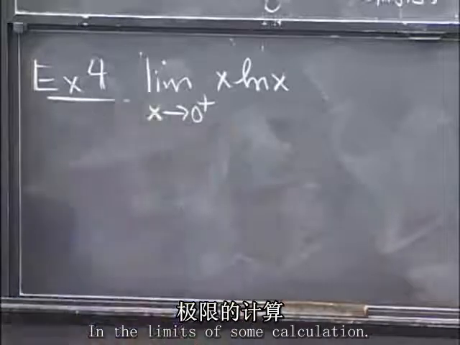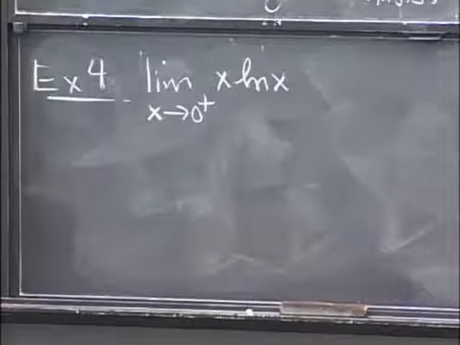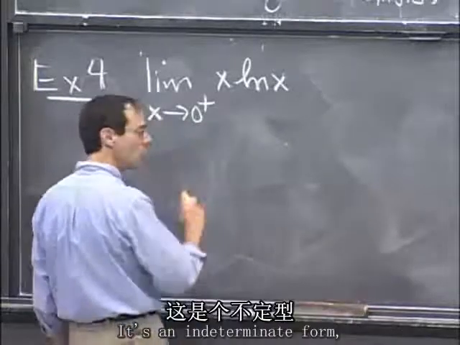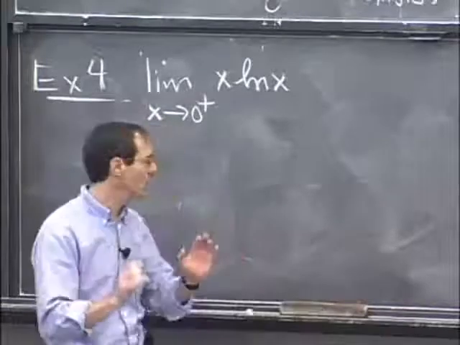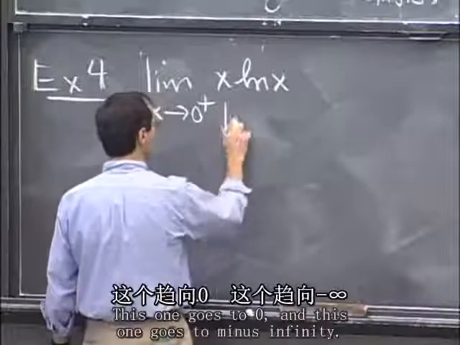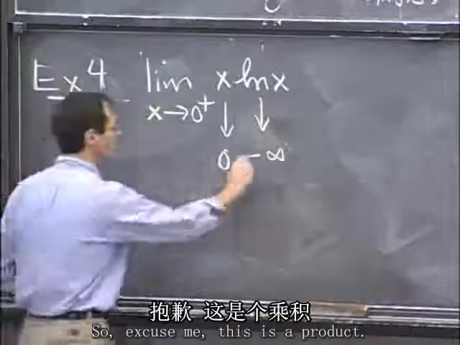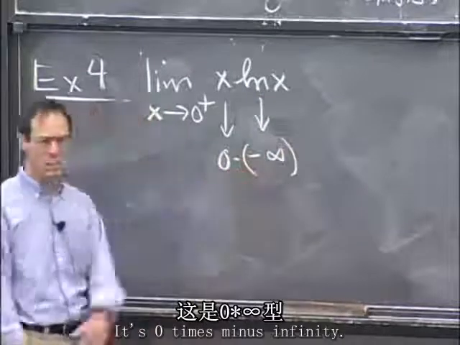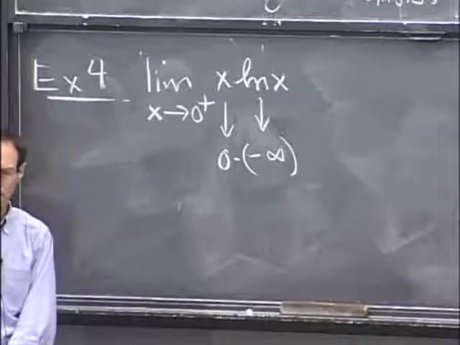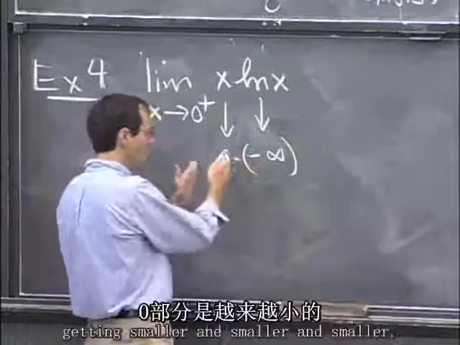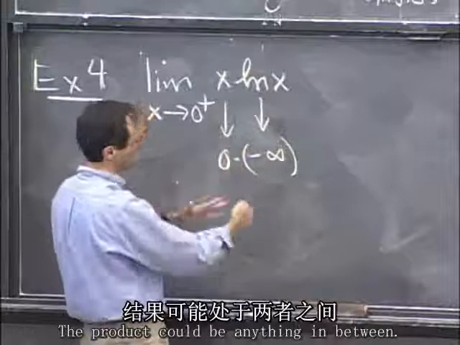So this one, you have to look at it first to think about what it's doing. It's an indeterminate form, but it sort of looks like it's the wrong type. So why is it an indeterminate form? This one goes to 0, and this one goes to minus infinity. So, excuse me, this is a product. It's 0 times minus infinity. So that's an indeterminate form because we don't know whether the 0 wins or the infinity wins. This could be getting smaller and smaller, and this getting bigger and bigger. The product could be anything in between.